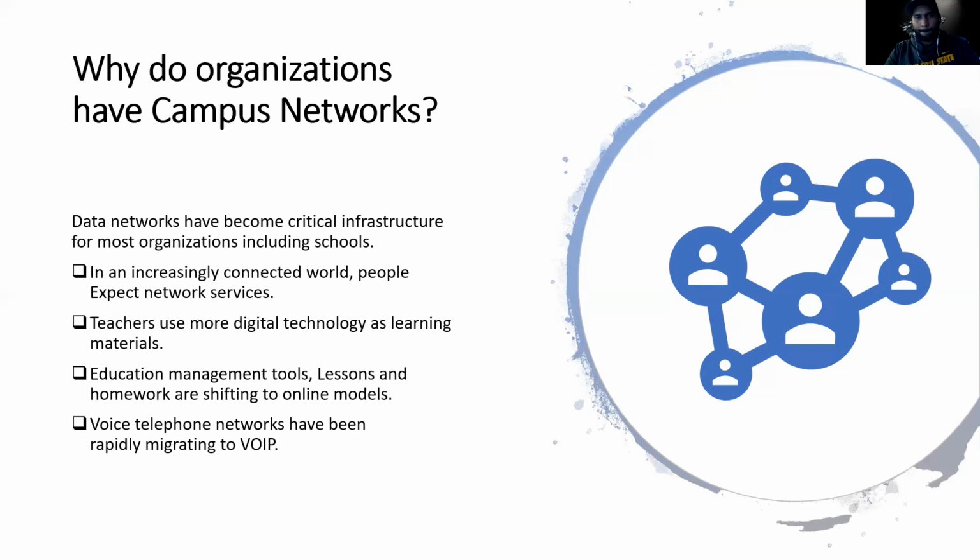I also need to talk about voice telephone networks, which have been rapidly migrating to VoIP, known as voice over IP. I think it's an effective way of communication in a campus network. We can configure these telephones and other devices in the campus network itself, and we don't need an outer network to operate these devices, and we can communicate through those devices using VoIP.